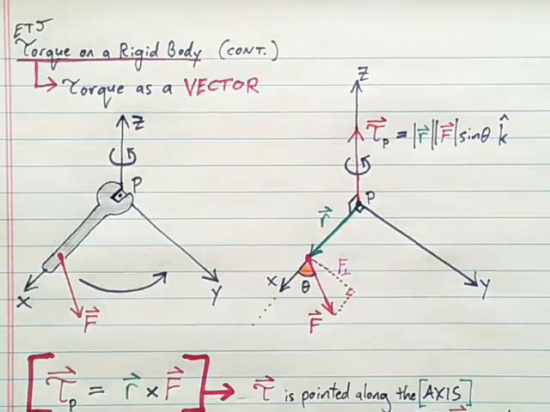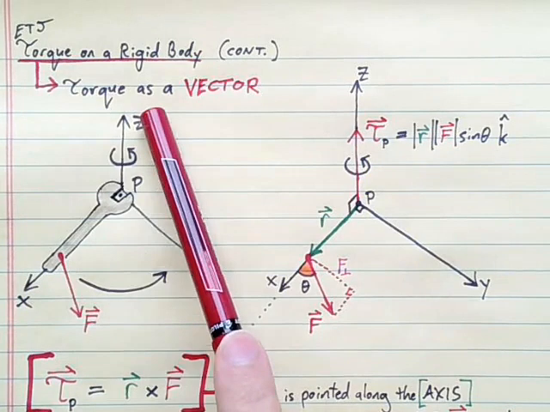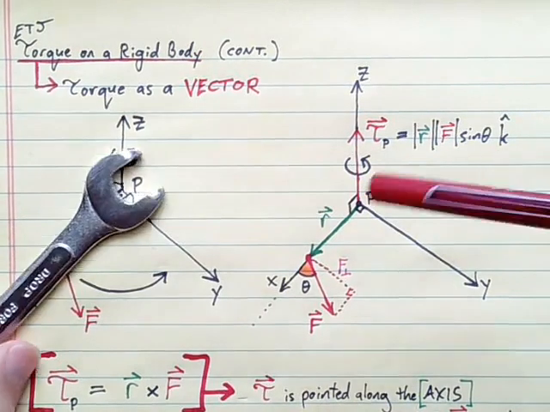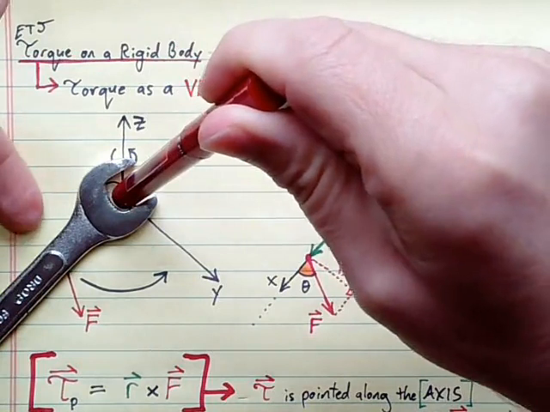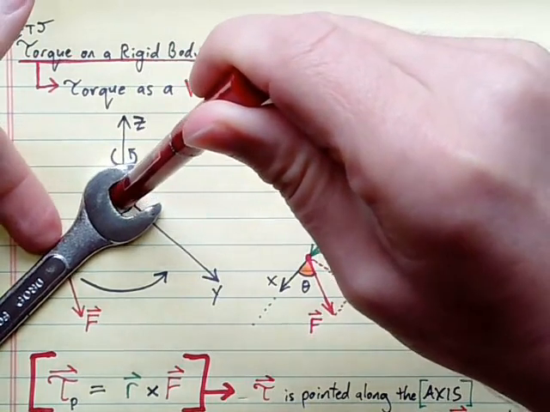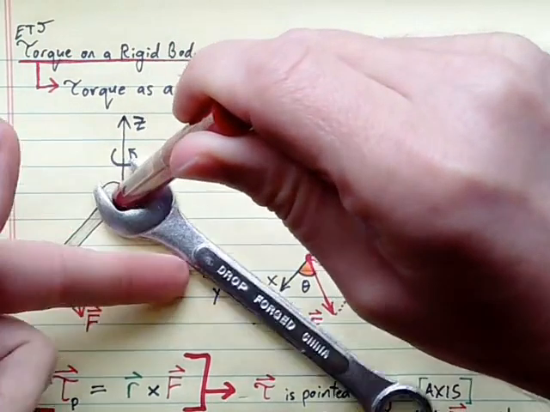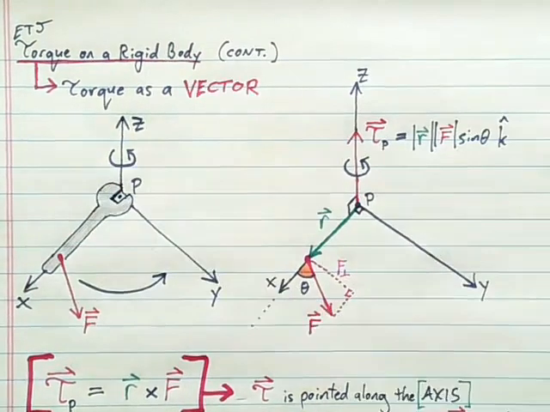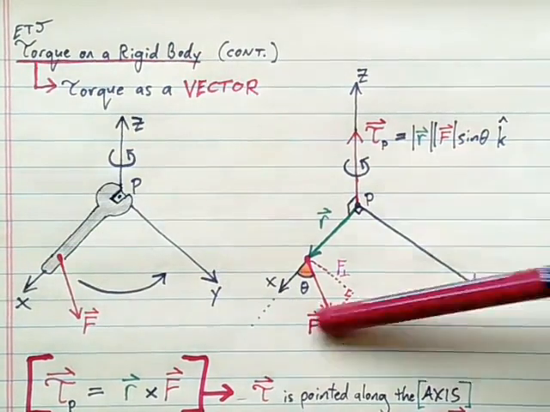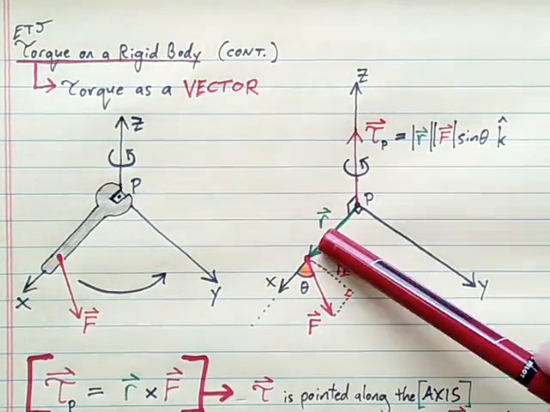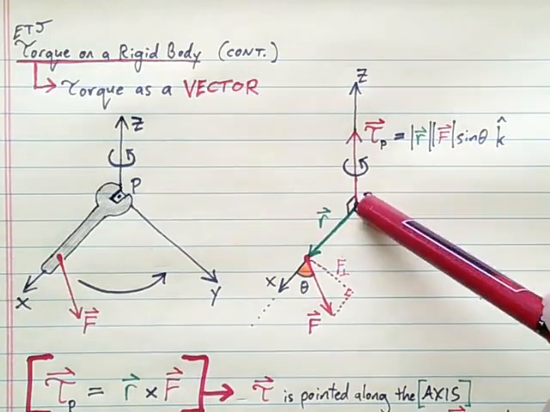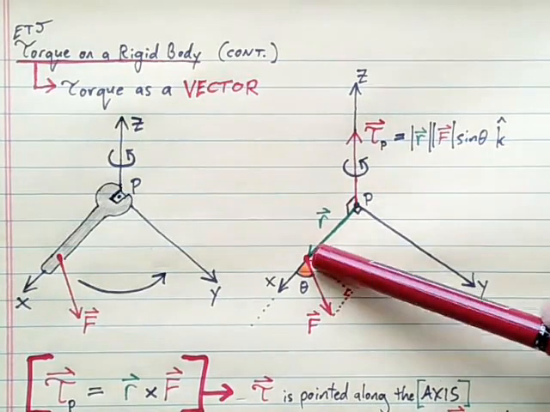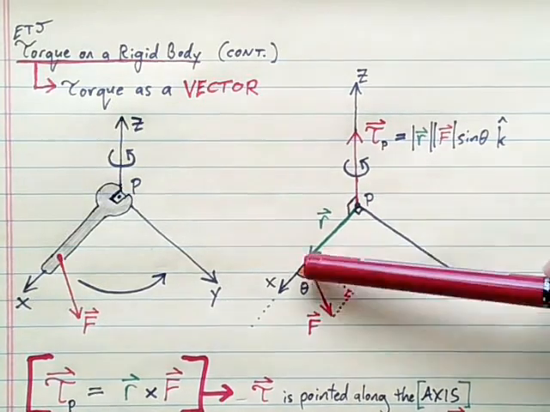And now, with the concept of a cross product, we are ready to define torque as a vector. So here's our wrench about to be rotated about point P by a force applied at this location, rotating it like that. So our relevant vectors would be the position vector r pointing from the point of rotation P to the location where the force is being applied. And then there's our force vector.